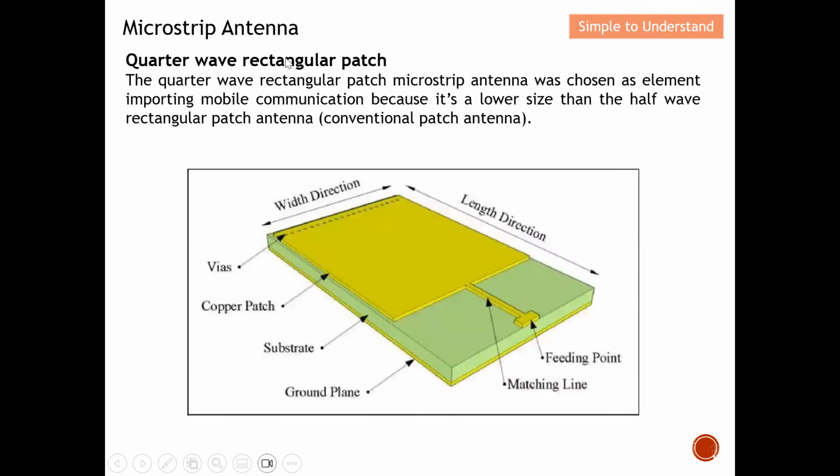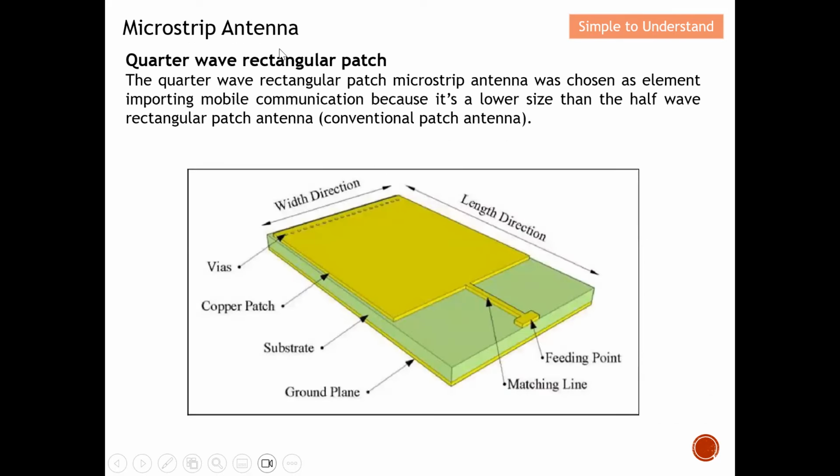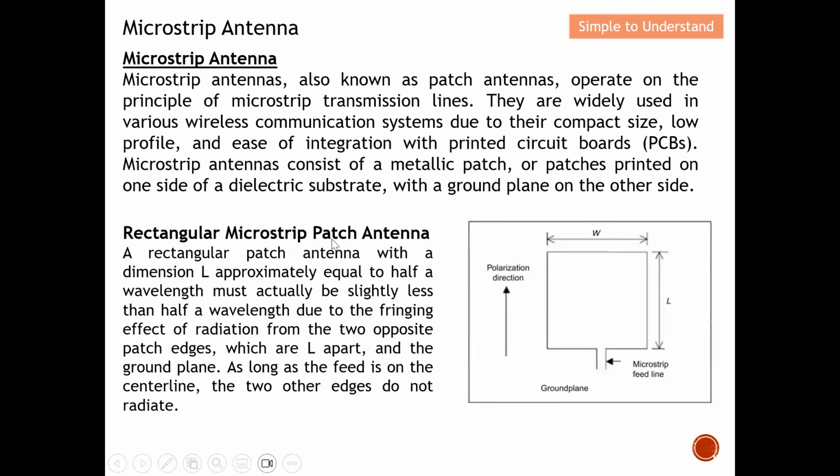The quarter wave rectangular patch antenna is very similar to the rectangular microstrip patch antenna. Remember, earlier I mentioned that this length is typically about half of a wavelength. But for the quarter wave, L can be a quarter wavelength, which means it is smaller in size compared to the half wavelength rectangular patch antenna. This is the key difference.